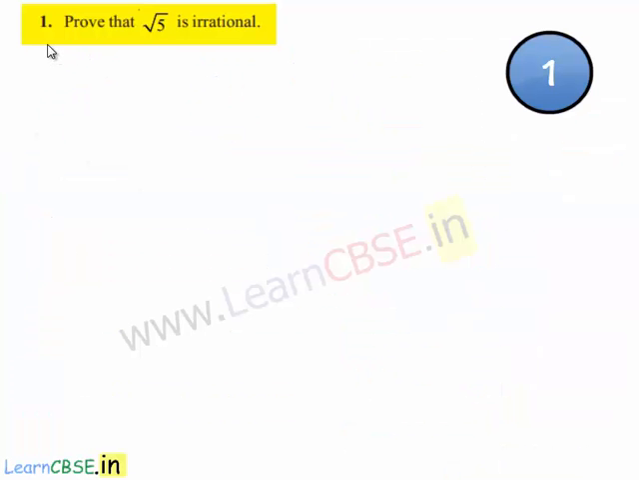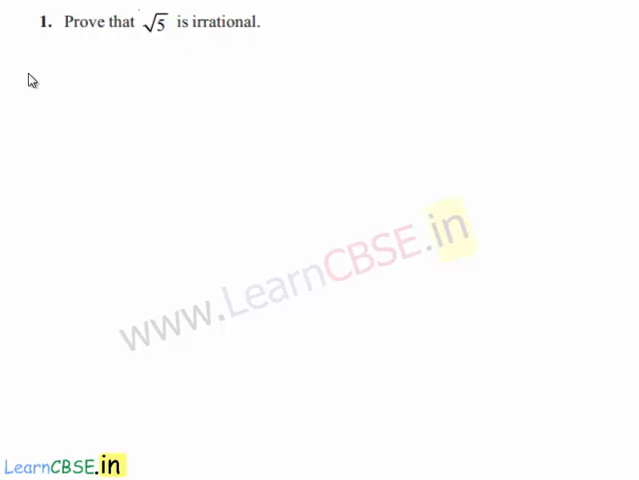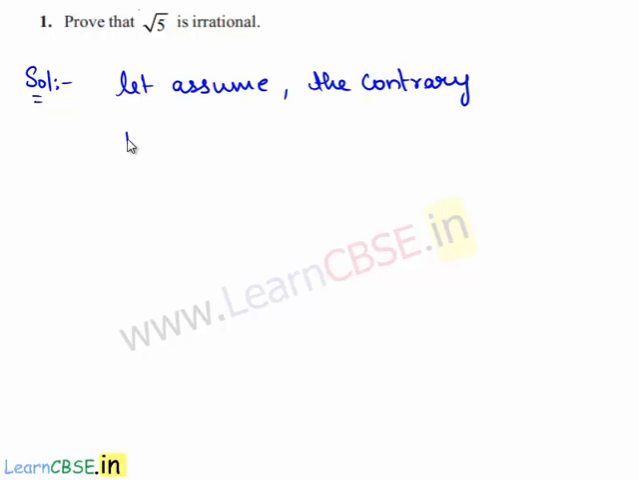Now let us move on to the first question in the exercise. The question is to prove that root 5 is irrational. So let's move on to the solution. To prove root 5 is irrational, let us assume the contrary. That is, root 5 is rational.